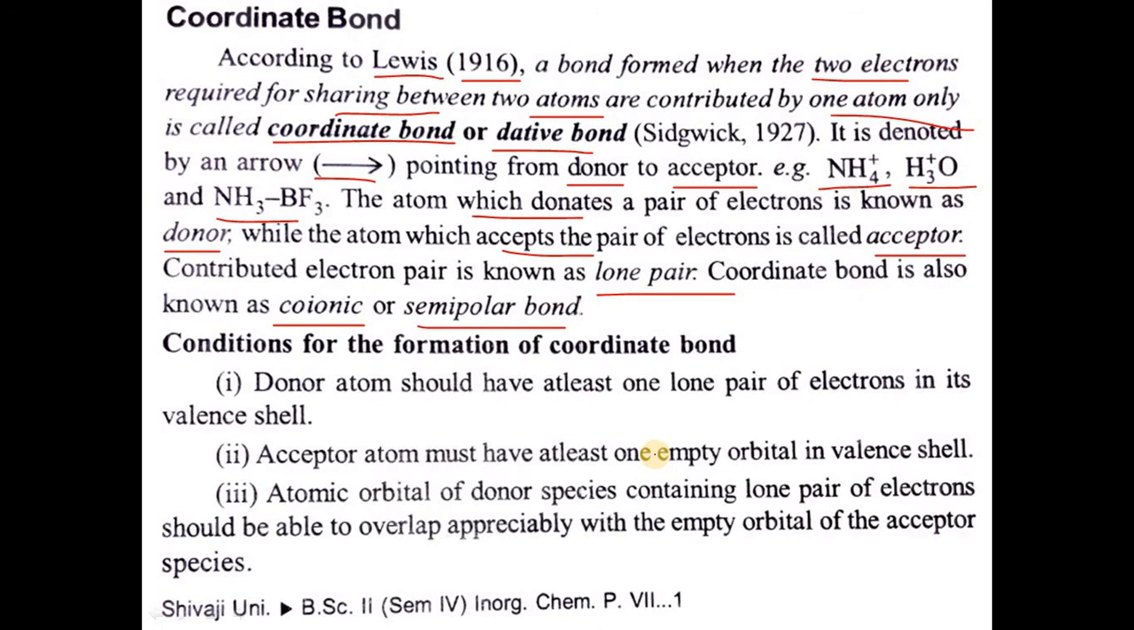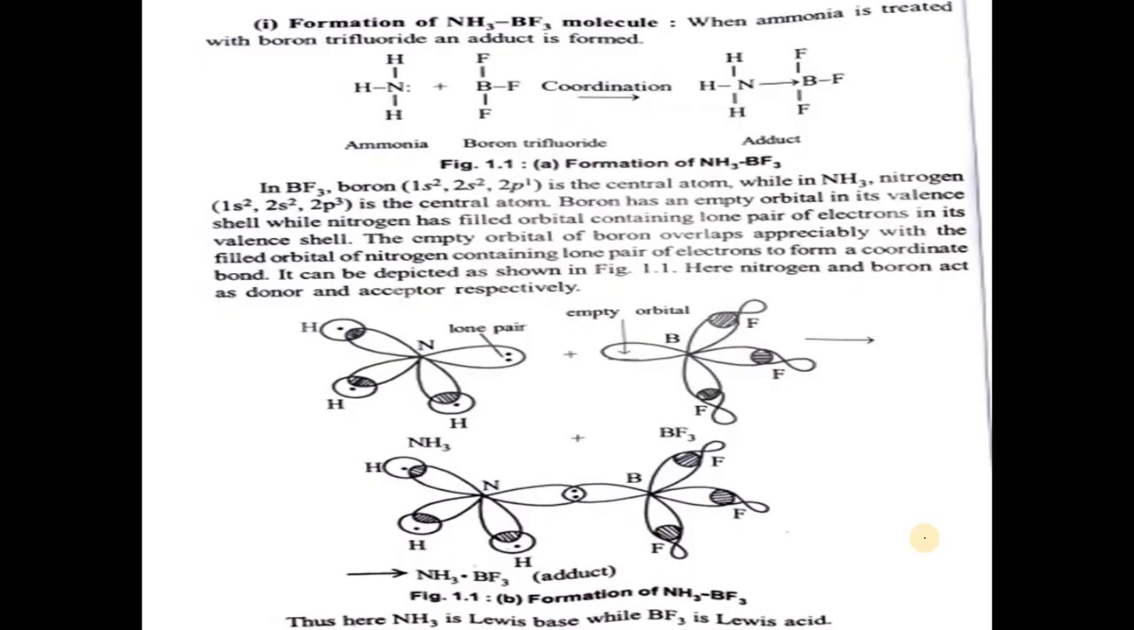Then what are the conditions for formation of a coordinate bond? First condition, the donor atom should have at least one lone pair of electrons in its valence shell. So the donor must have lone pairs. Then the acceptor atom must have at least one empty orbital in its valence shell. Then the atomic orbital of the donor species containing the lone pair of electrons should be able to overlap appreciably with the empty orbital of the acceptor species.